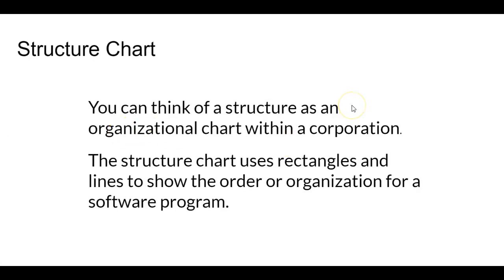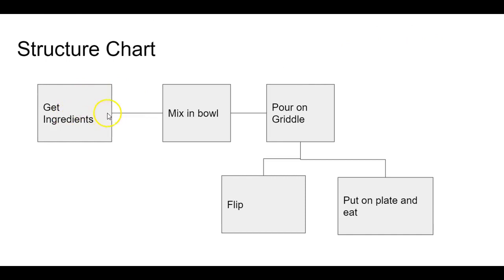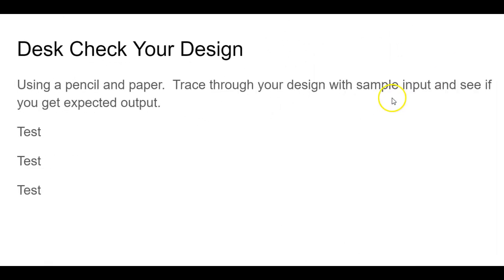A structure chart. You can think of a structure chart as an organizational chart of a company. A structure chart uses rectangles and lines to show the order for an organization or for your program. Structure chart: ingredients, mix, pour. Once you pour, you flip, and you put on your plate. Example of a structure chart.